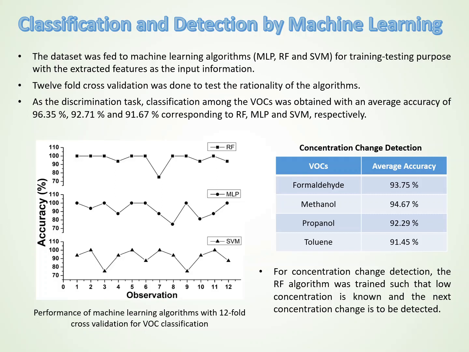For formaldehyde, it was 93.75%, methanol 94.67%, propanol 92.29%, and for toluene it is 91.45%. So this data shows that it was an acceptable accuracy, and we can strongly say that we were able to classify and detect the concentration change of the VOCs accurately.